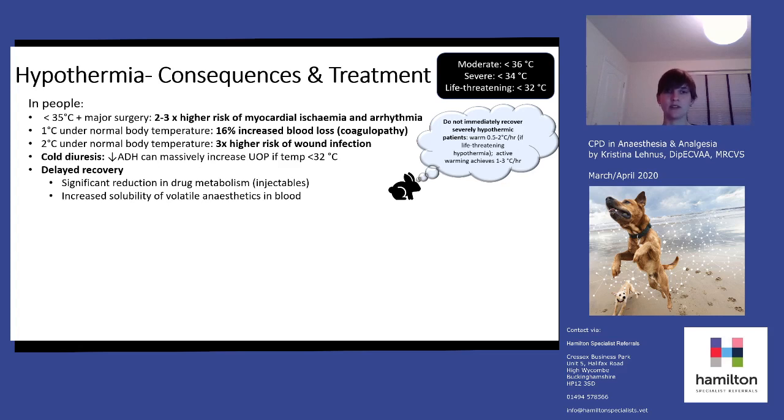If you're 1 degree under normal body temperature, you have a 16% increase in blood loss because you're less likely to clot and there's platelet dysfunction, which is important because you're much more likely to require a blood transfusion if you're already undergoing a high risk case.